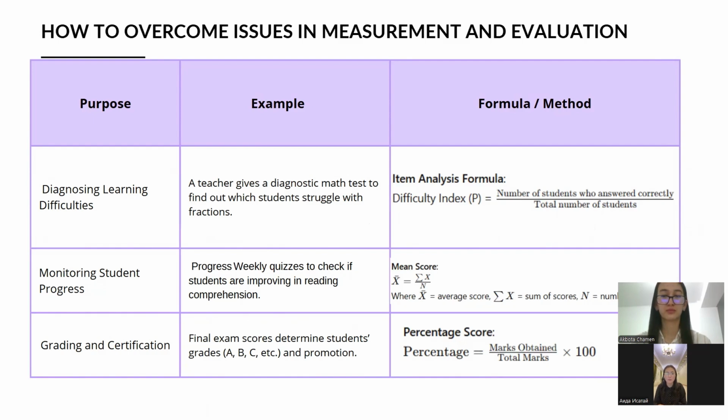And the second one is monitoring student progress. In this case, we can say the example is weekly quizzes to check if the students are improving in reading comprehension. The mean score, the average score, will be equal to the sum of scores divided by the number of students. Third is grading and certification. For example, final exam scores determine students' grades, A, B, C, etc., and promotion. It measures percentage score: percentage equals marks obtained divided by total marks, multiplied by 100.